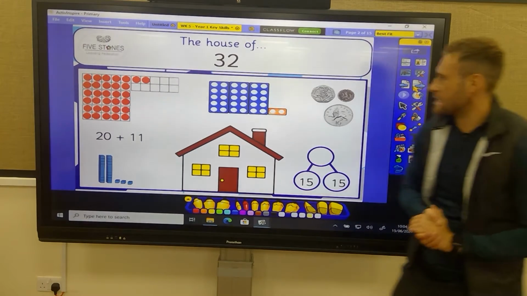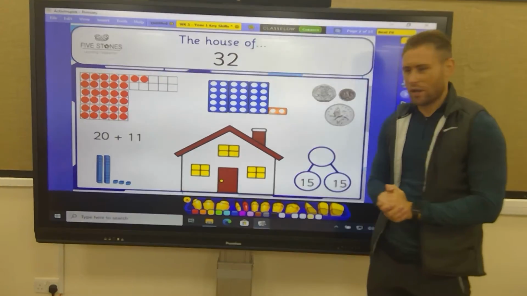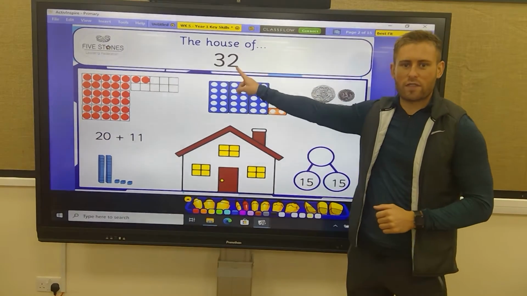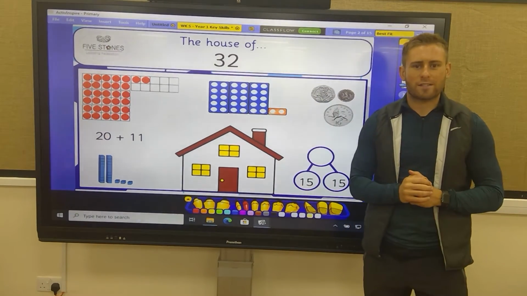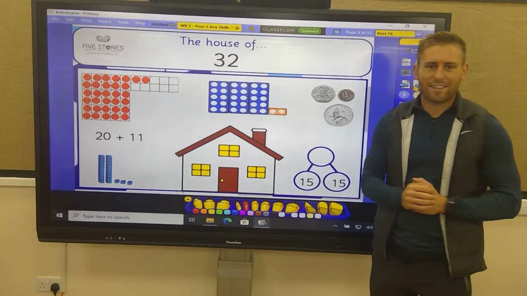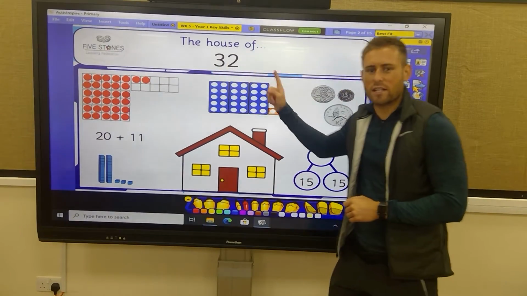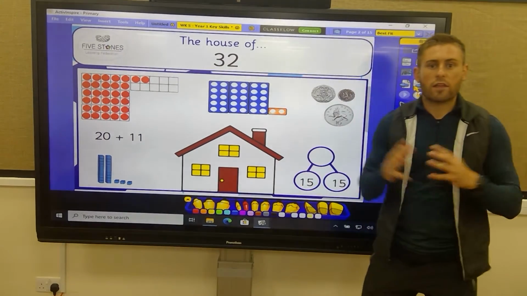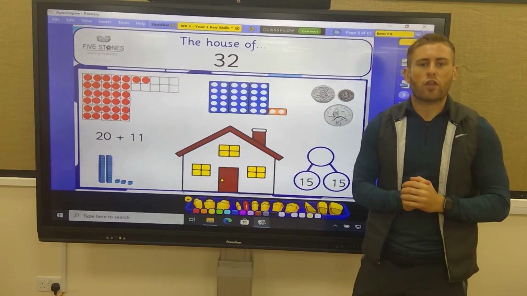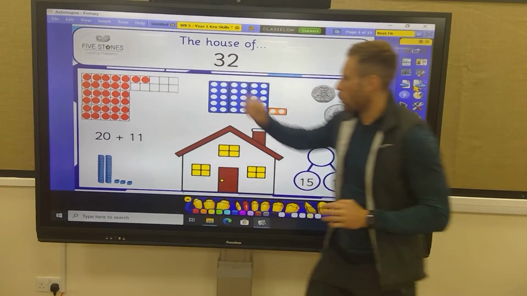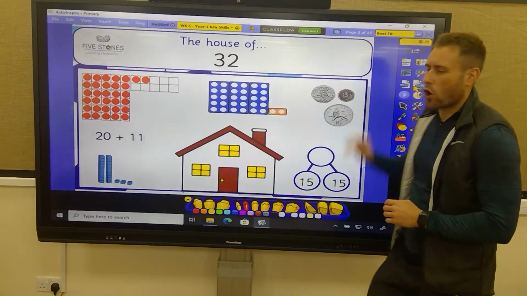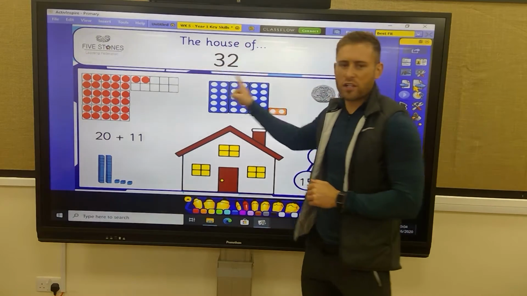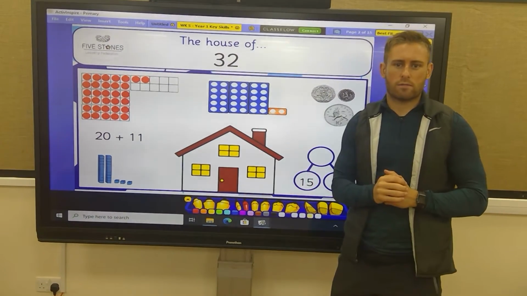So our first activity today is called the house of. Okay, so this house here is the house of this number here. Can you read this number with the person sitting next to you? Yes, it's the house of 32. Fantastic. So the only things that can enter this house are things that are the value of 32. Okay, so we've got lots of different representations on our screen today, but we are only looking for those that represent 32 to go into our house.